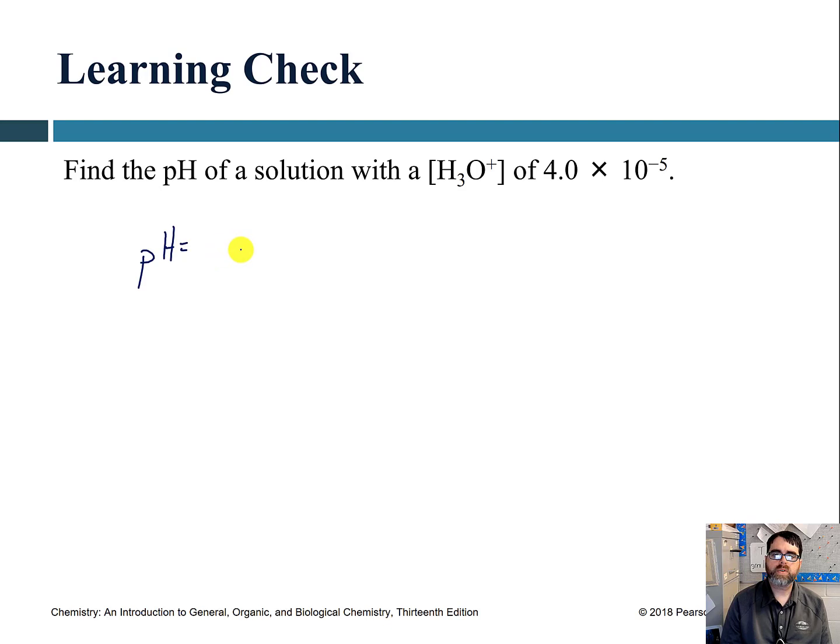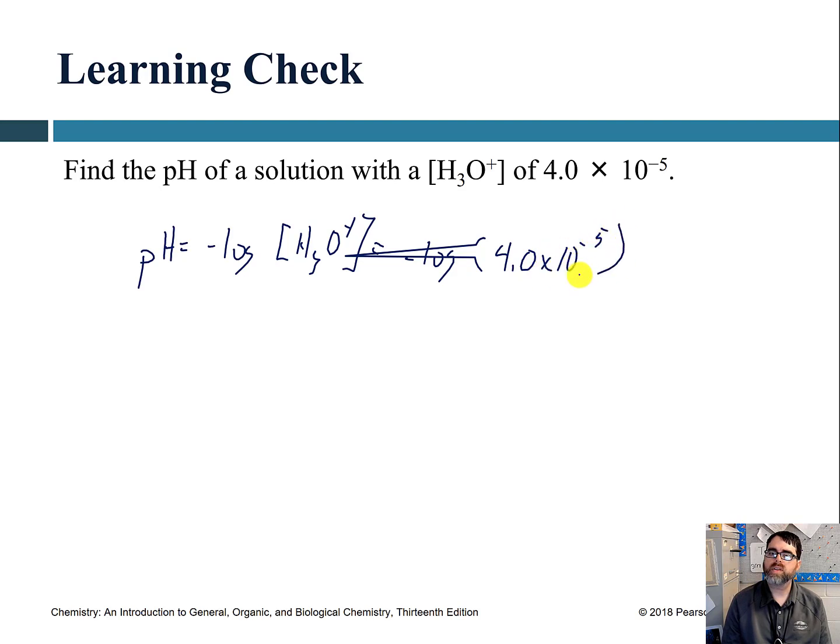Next, same kind of problem here. pH is equal to the negative log of the H3O plus concentration, which is equal to negative log of 4.0 times 10 to the negative 5th, and that is equal to, again, I expect something around 5. There we go. It is 4.40, that's going to be 4.40 is how it rounds out with our sig figs.